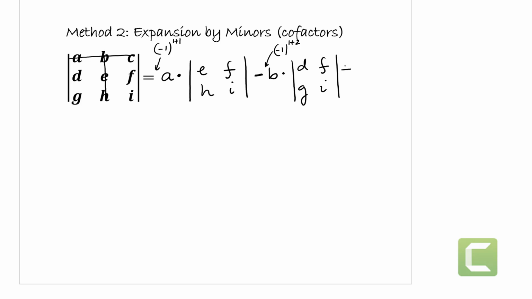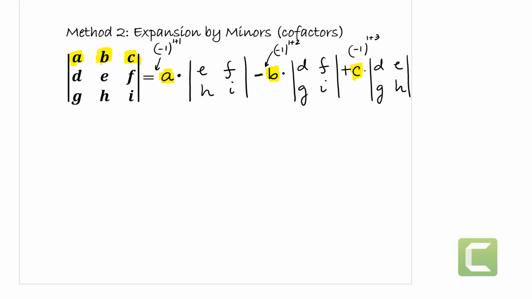And then plus, and why is it plus? Because it's negative 1 to the first row and third column, which makes it negative 1 to the fourth, which is positive. And so C times the determinant that is obtained when we cross out, D, E, G, H. A common mistake that I notice students do, they forget to put this A, B, and C, which are exactly the numbers that we get from expanding by row.